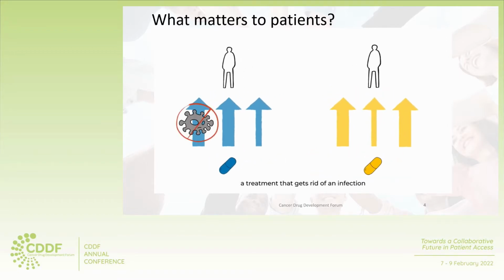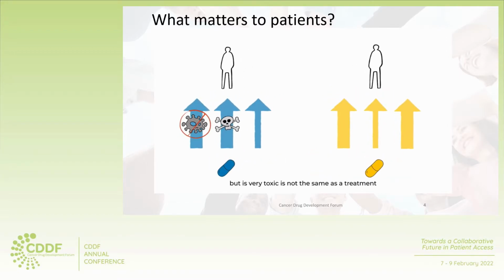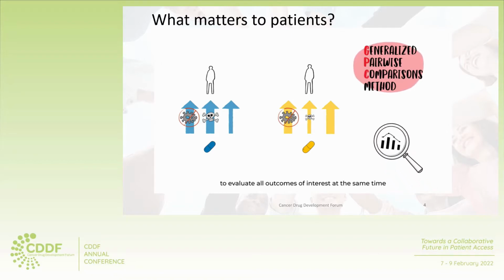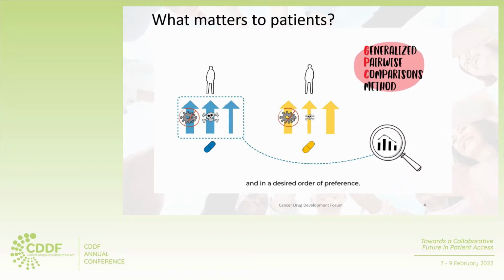A treatment that gets rid of an infection but is very toxic is not the same as a treatment that fights the infection and is less toxic, right? The method of generalized pairwise comparisons, or GPC, allows to do just that, to evaluate all outcomes of interest at the same time and in a desired order of preference.